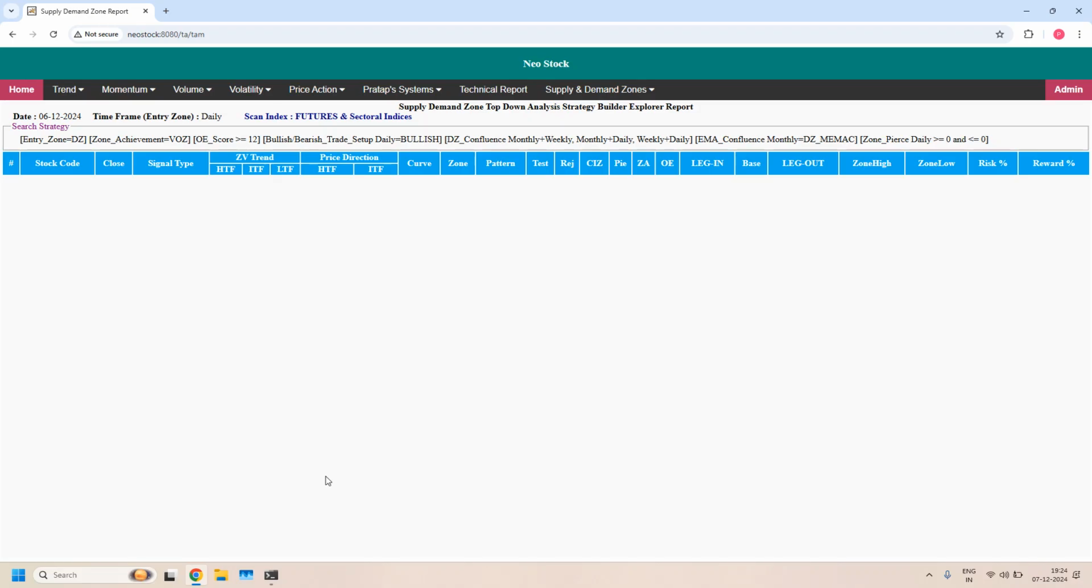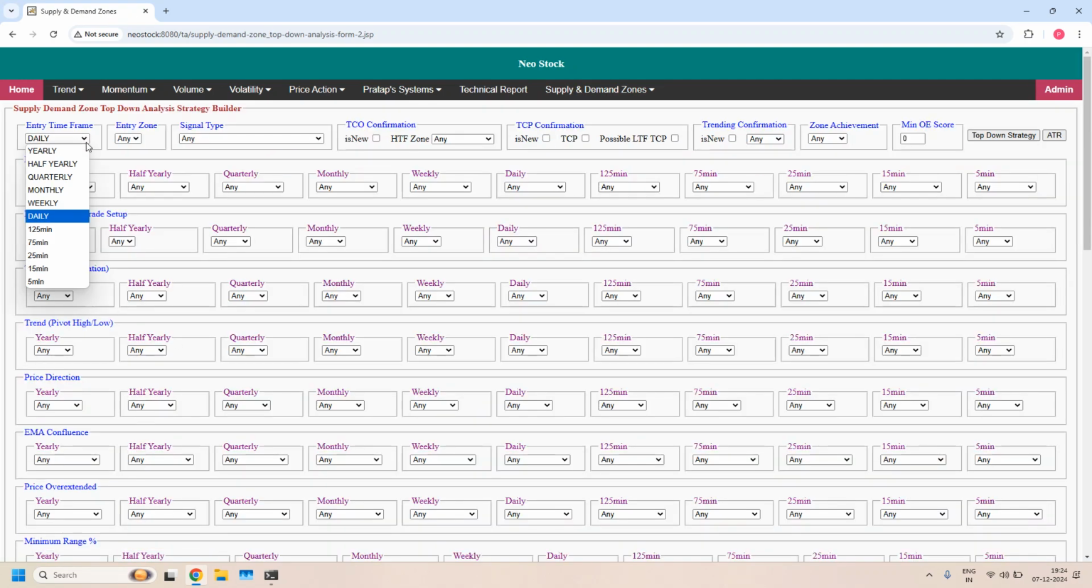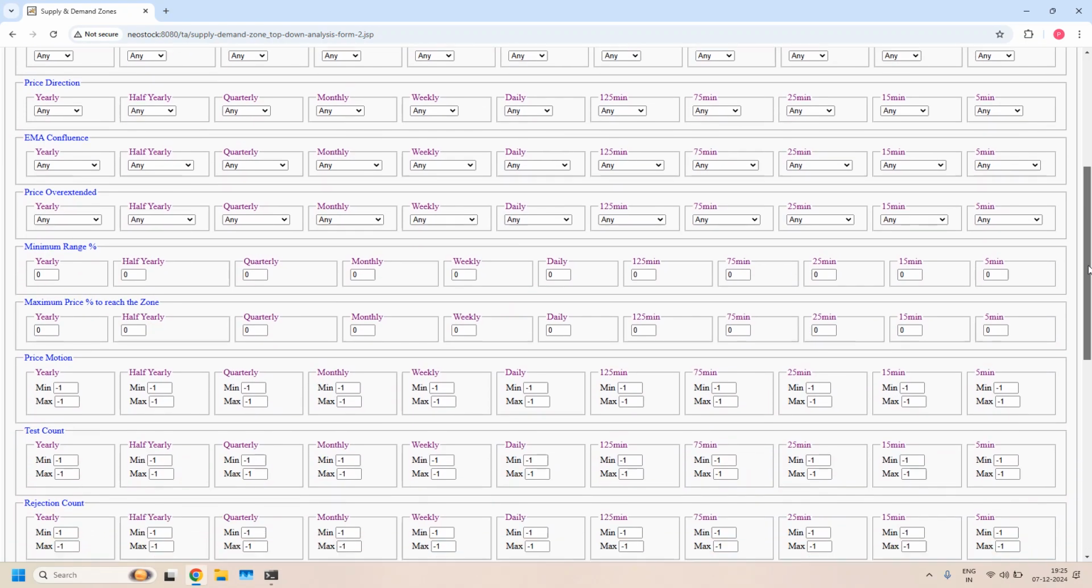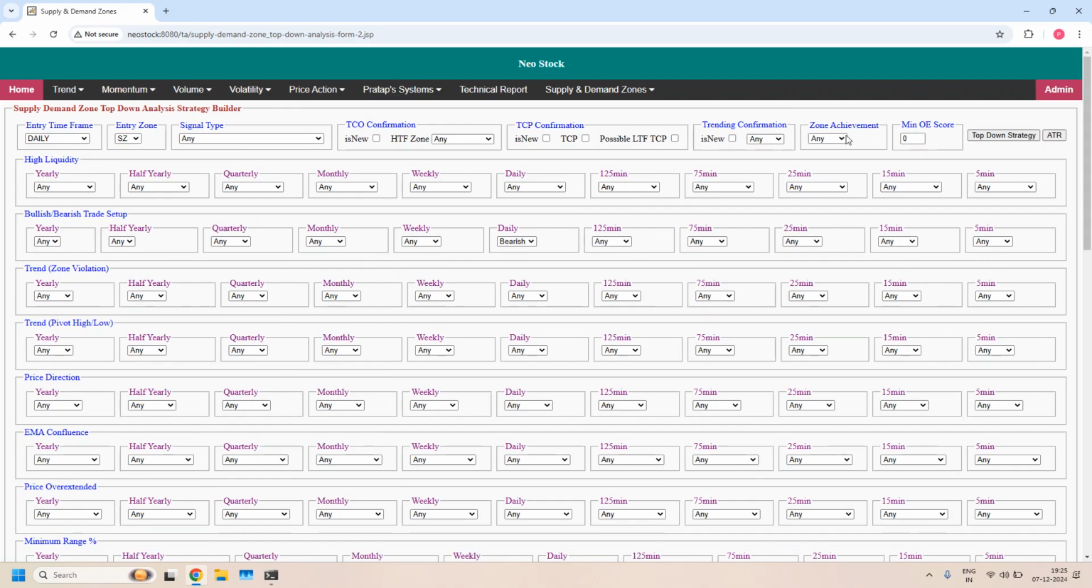Okay, this is about the monthly income trade bullish trade setup. Next, monthly income trade bearish trade setup. Entry time frame daily, entry zone is supply zone. In bullish or bearish trade setup, at entry time frame daily, I am selecting bearish. This daily supply zone should not be pierced. So in the pierced count, at daily time frame, I am setting minimum value 0, maximum value 0. That means the daily supply zone should not be pierced. And zone achievement should always be violated opposing zone. Minimum odd enhancer score 12.